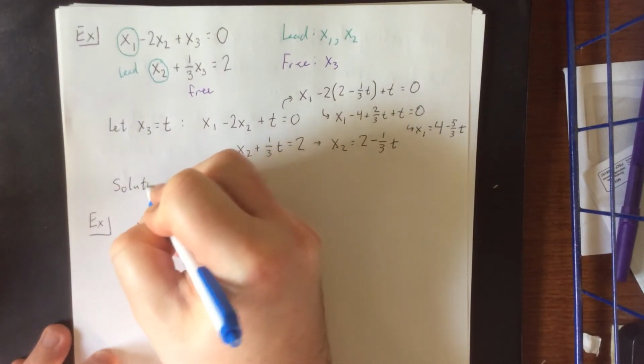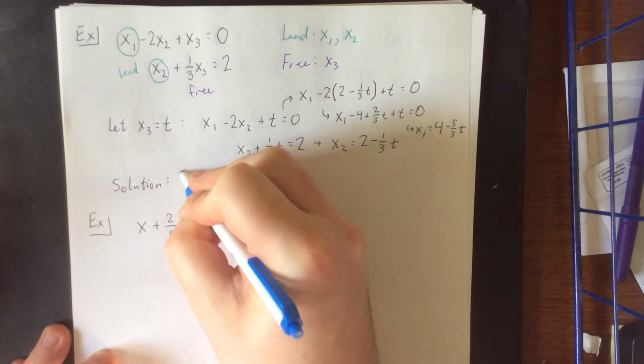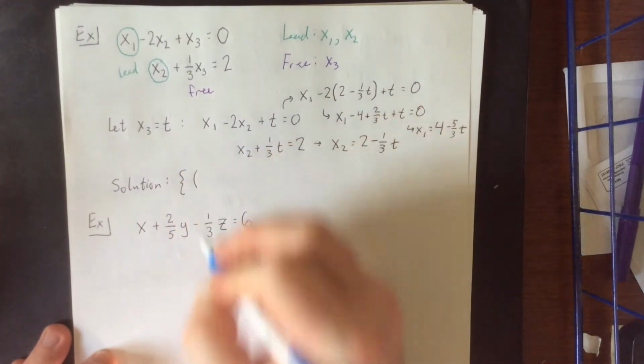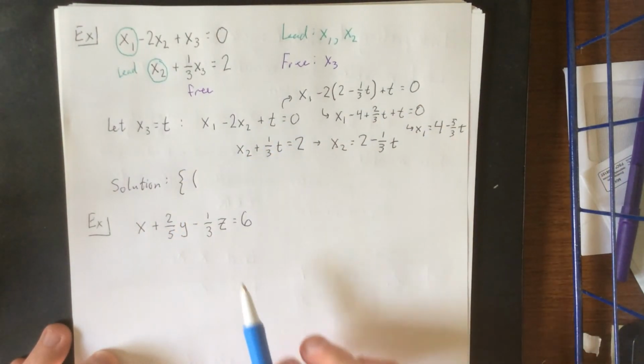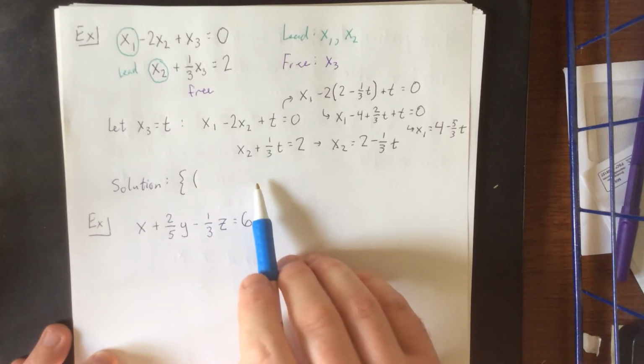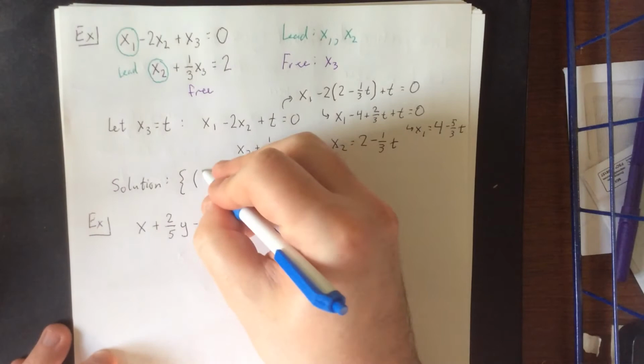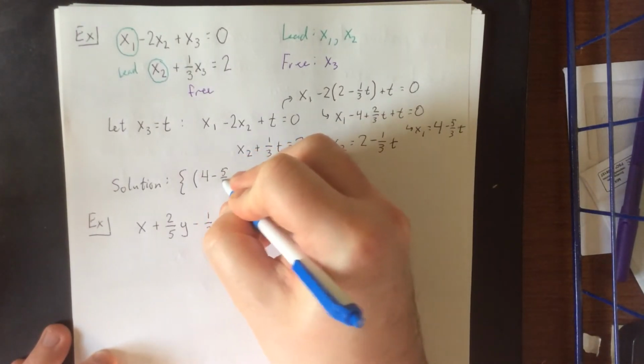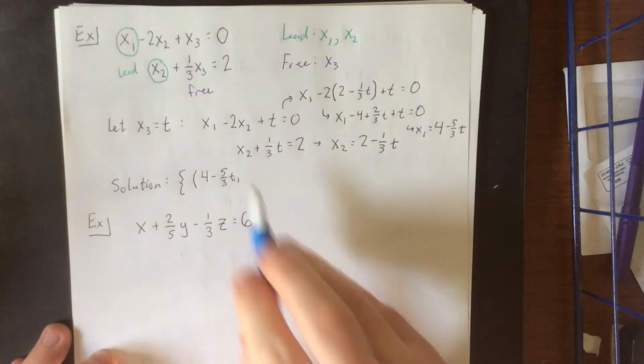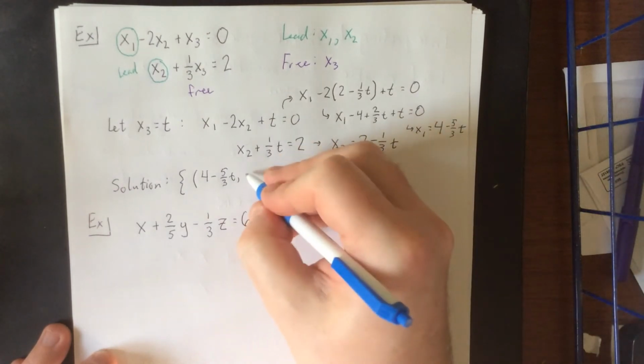So as far as the solution is concerned, I'm going to go straight to the second form that we used on the last one. So rather than referring to it as the ordered triple x1, x2, x3, I'm just going to put in what we got for our solution. So x1, that's 4 minus 5/3 t. For x2, we got 2 minus 1/3 t.